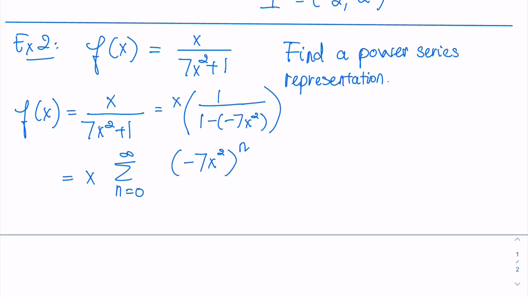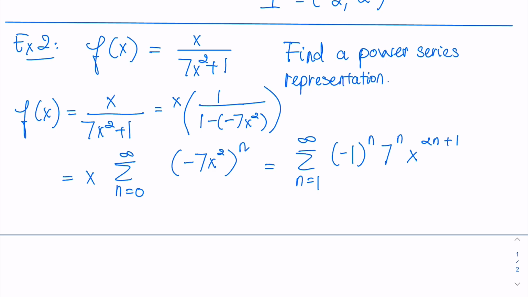Now I'm going to bring in x. To take care of the negative, we have negative 1 to the n power, 7 to the n power, and x to the 2n. But then I have the x outside, so I'm just going to add 1.